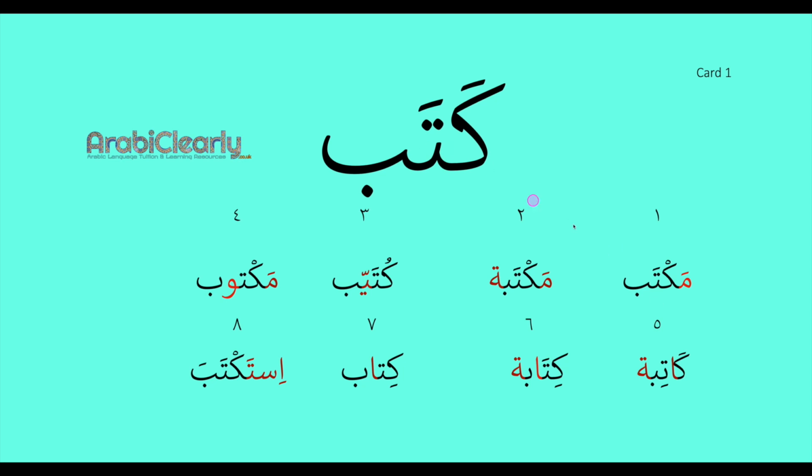So katab is to write, maktab is an office, maktabe is library, kutayib is a booklet, maktub, written, katib, writer, kitabe, writing, kitab, a book, istaktab, which means to write. So if you memorize a verb, you'll be able to guess the meaning of no less than between 14 to 22 derivatives, and that's how it works in Arabic.